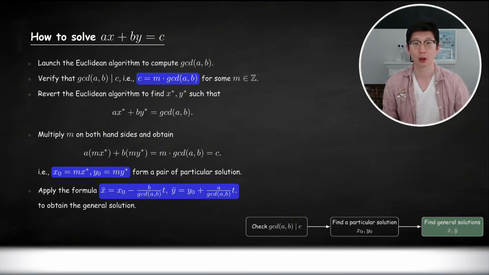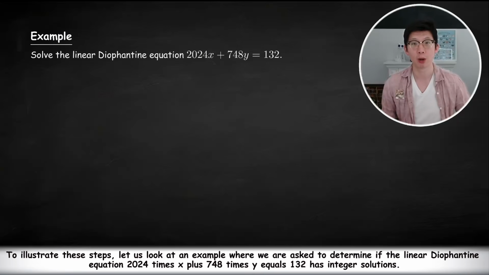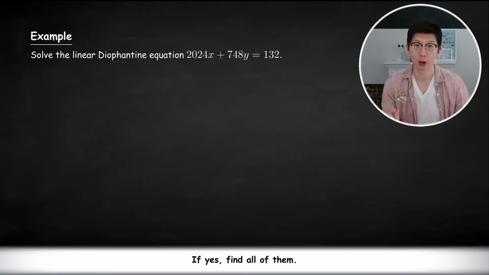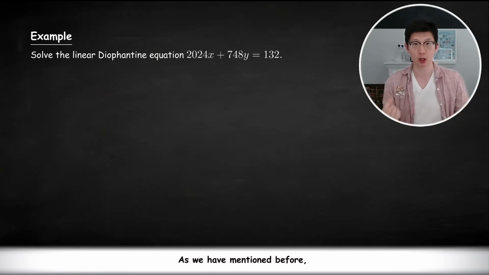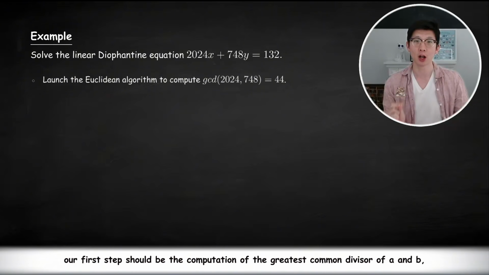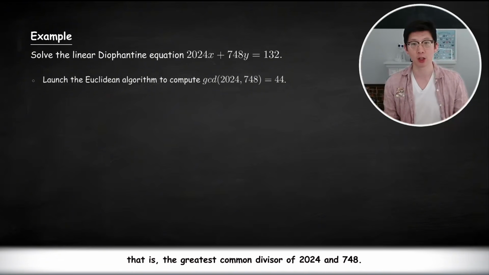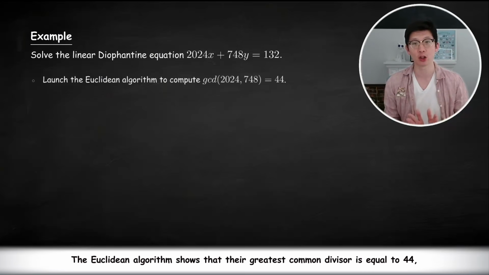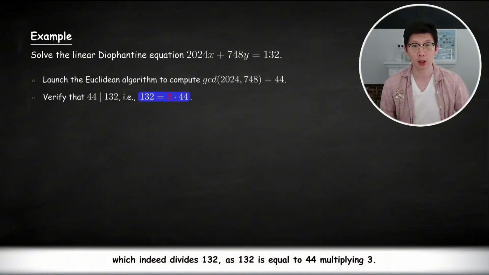To illustrate these steps, let us look at an example, where we are asked to determine if the linear Diophantine equation 2024 times x plus 748 times y equals 132 has integer solutions. If yes, find all of them. As we have mentioned before, our first step should be the computation of the greatest common divisor of a and b, that is, the greatest common divisor of 2024 and 748. The Euclidean algorithm shows that their greatest common divisor is equal to 44, which indeed divides 132, as 132 is equal to 44 multiplying 3.